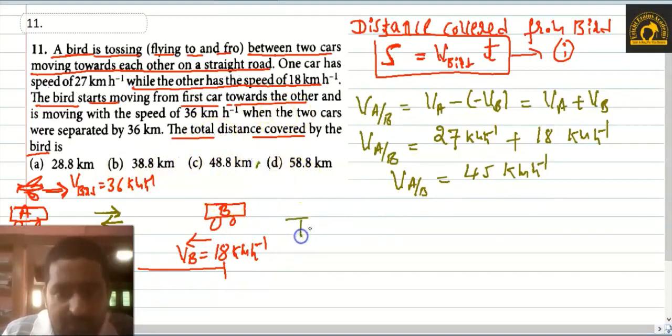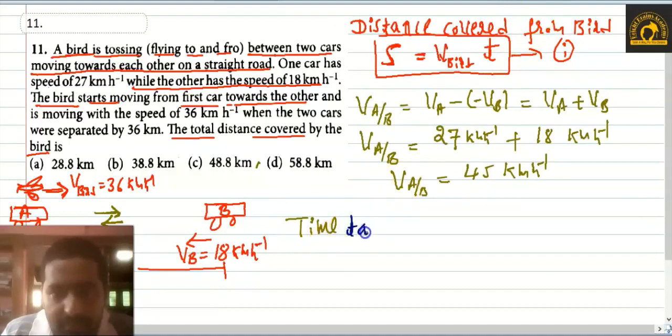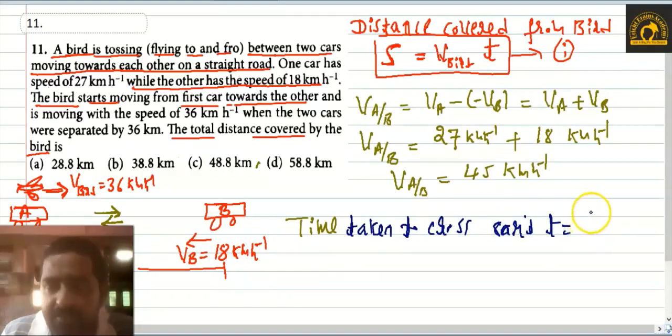What is the time taken to cross the cars? Time is equal to distance divided by velocity. So now the time is equal to, distance is how much?